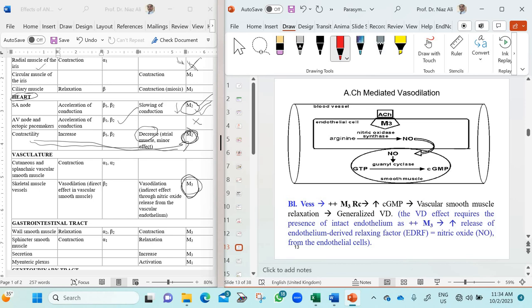So this is the mechanism that we discussed, how it's going to produce that N3 receptor. When acetylcholine comes and attaches with this, it leads to the release of nitric oxide, and nitric oxide will convert the GTP into cyclic GMP, cyclic guanyl monophosphate, and this will produce muscular dephosphorylation and relaxation of this. So if this is the diameter, then after that the diameter will be a big one, and the pressure will fall in the blood vessels.